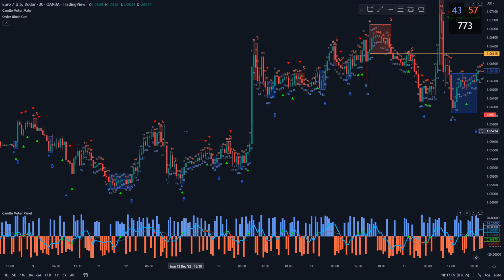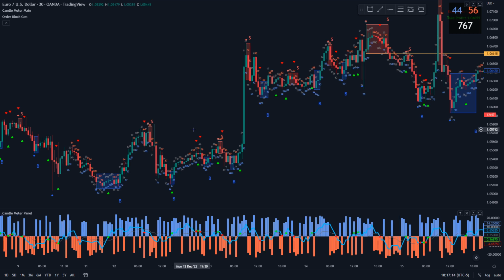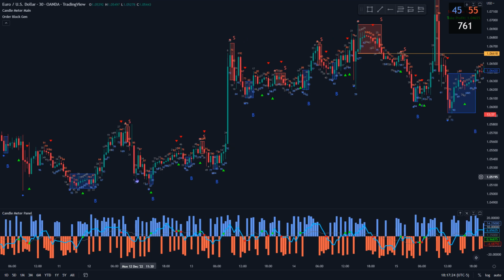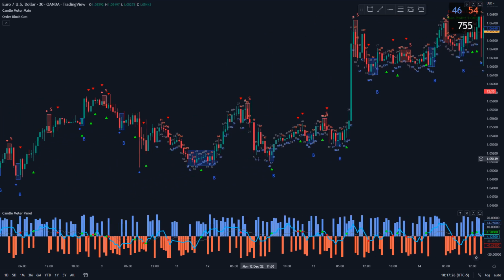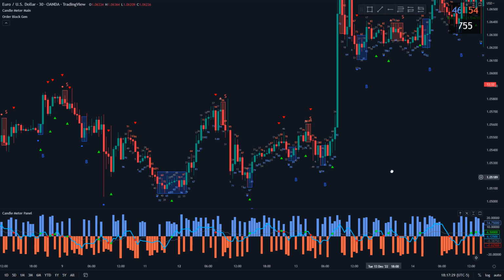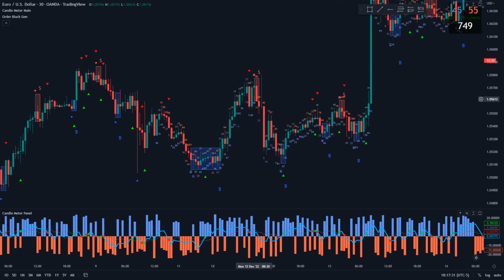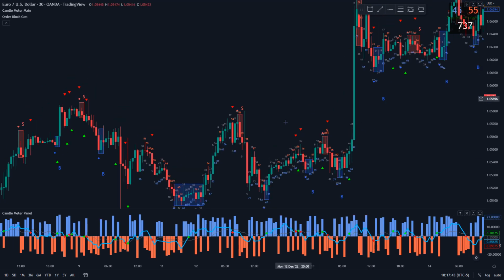But I wanted to just point out maybe some simple things to look for with these two things, and how the candle meter can help confirm certain order blocks. So let's start right before this big up move. With this order block, this bullish order block forming here, a move up, retraces back down into it, and obviously moves up, and then, huge candle up here.